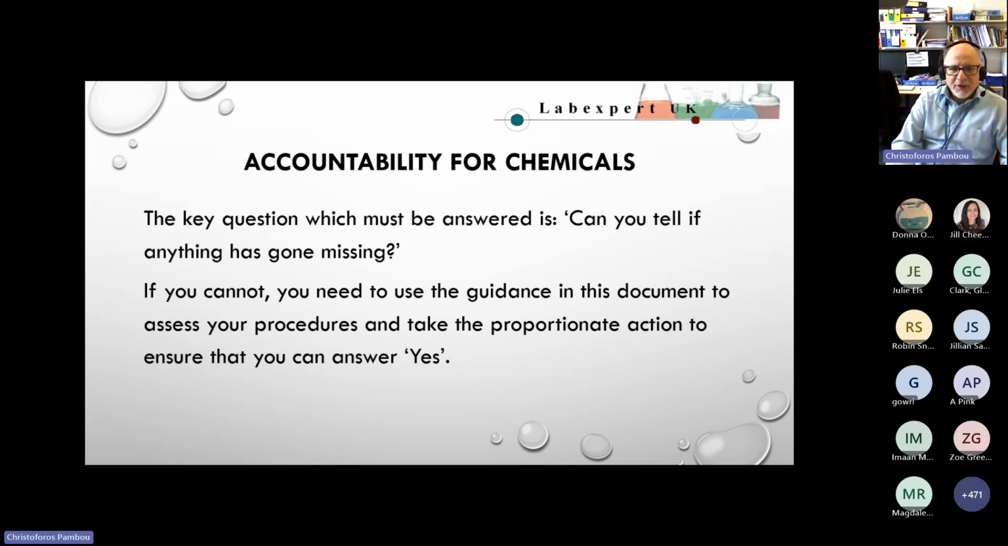So who is accountable for chemicals? We need to ask a question: can you tell if anything has gone missing? If you cannot, you need to use the guidance that follows, which we will look at later on. You need to assess your procedures and take appropriate action to ensure that you can answer yes: yes, I'm accountable for the chemicals, and I can account for any chemicals that go missing.